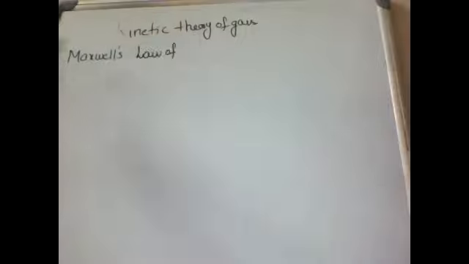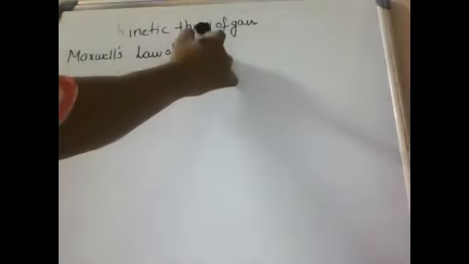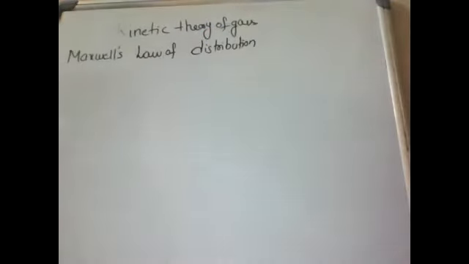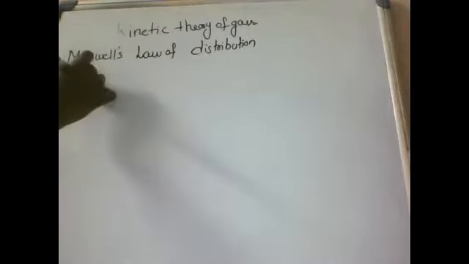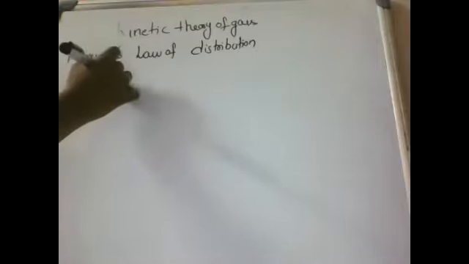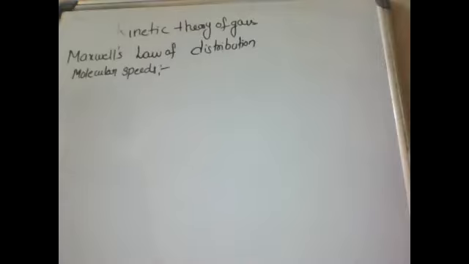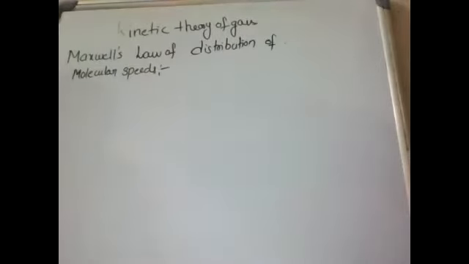Maxwell's law of distribution of molecular speeds. Here Maxwell is the scientist's name. So here we get one equation. What does that equation mean?